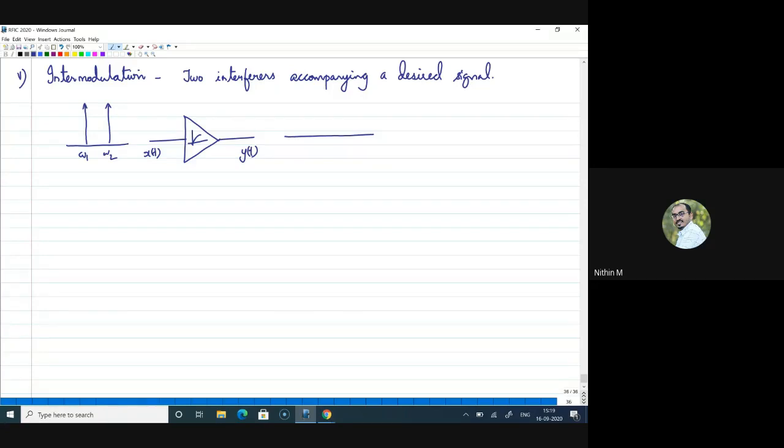So definitely we expect frequencies at omega 1 and omega 2, and apart from these, there are certain other terms which are neither harmonics nor any other terms. Those are products which come as a result of mixing of these two signals. So let me write that here.